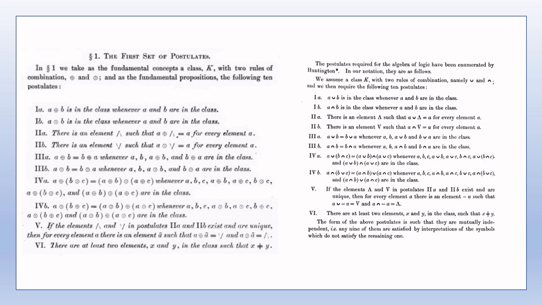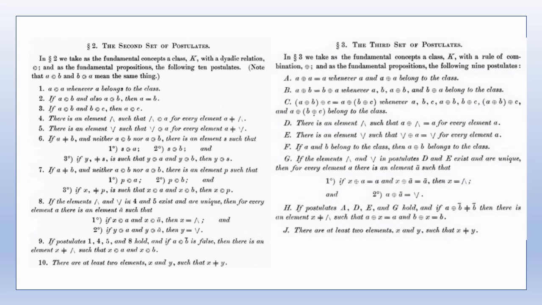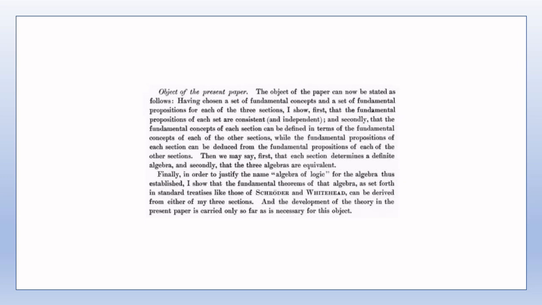The second set of postulates concerns the relation class inclusion and its basic properties. And the third set of postulates concerns the basic properties of the relation logical sum and the classes the Null-Class and the universal class.